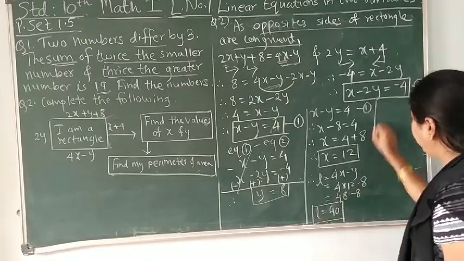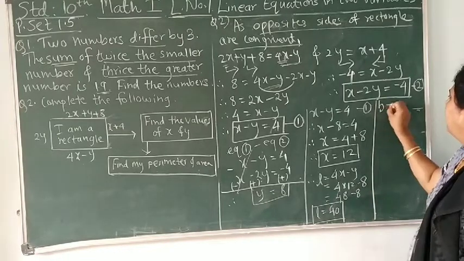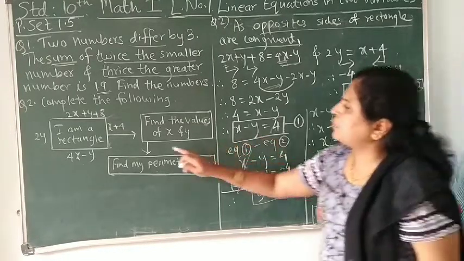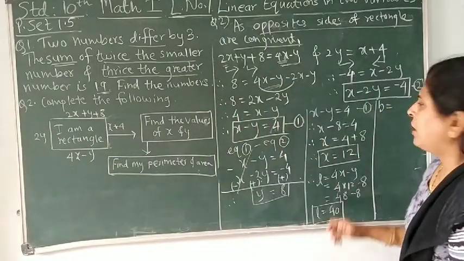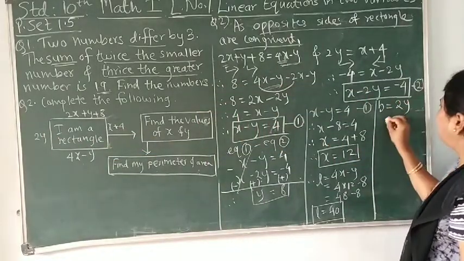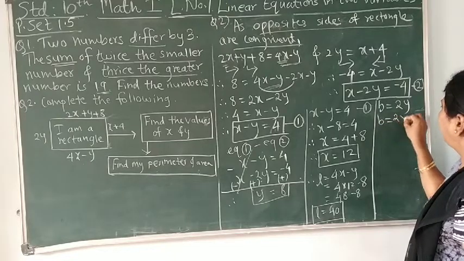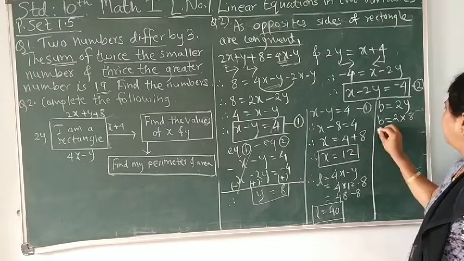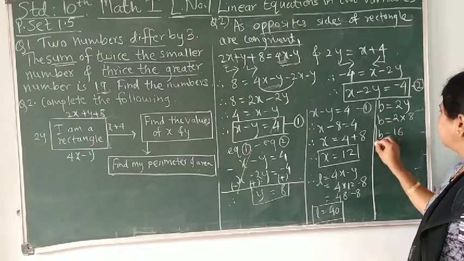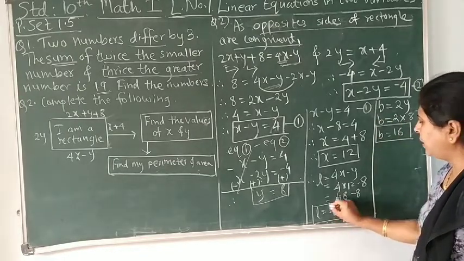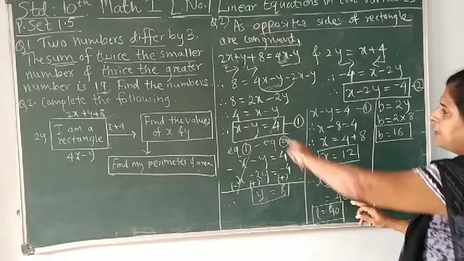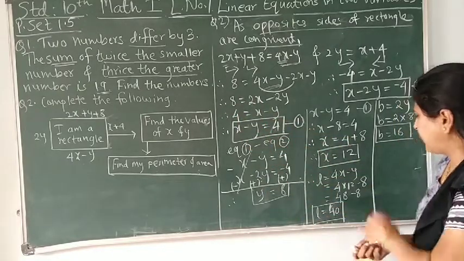Similarly, we can find the value of breadth. For breadth, either we can substitute the value x plus 4 or 2y, whichever is comfortable for us. Suppose we take 2y. So breadth is going to be 2 into value of y is 8. So b is equal to 2 8s are 16. So we have got the values of length and breadth of the rectangle. You can substitute this value in the other to check also.